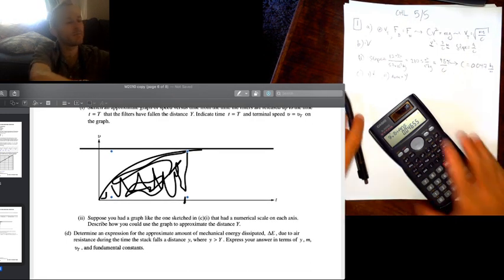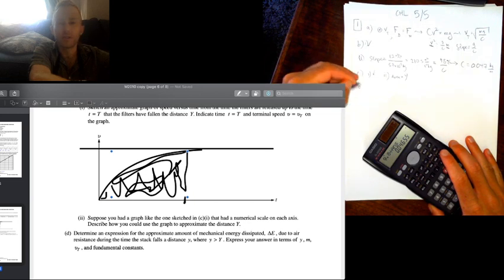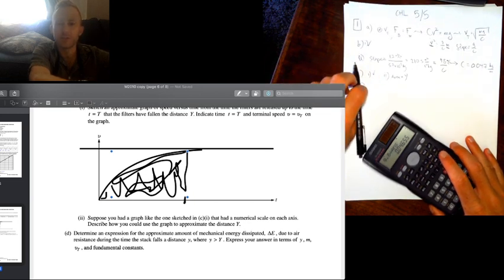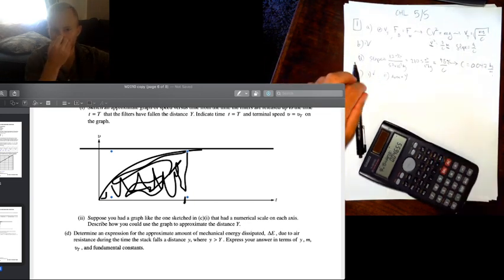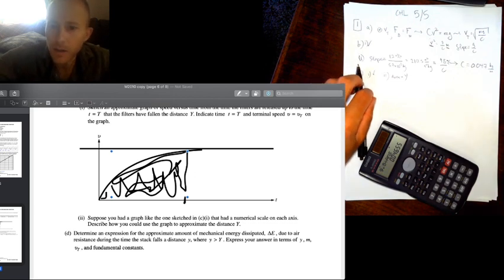All right, so now moving on to part D, determine an expression for the appropriate amount of mechanical energy dissipated, delta E, due to air resistance during the time the stack falls a distance y. Express your answers in terms of y, m, v sub t, and fundamental constants.